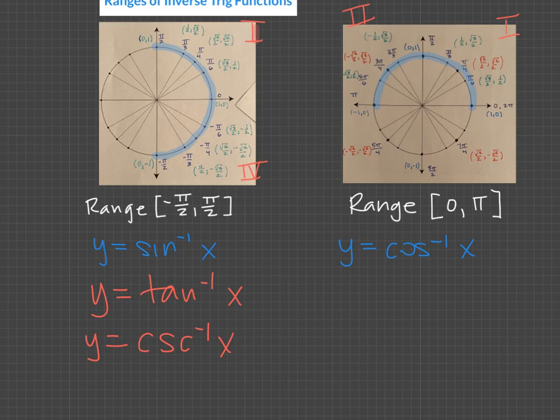Now the inverse functions that have the same range as cosine inverse are y equal to cotangent inverse and y equal to secant inverse, where remember secant is the reciprocal function for cosine.